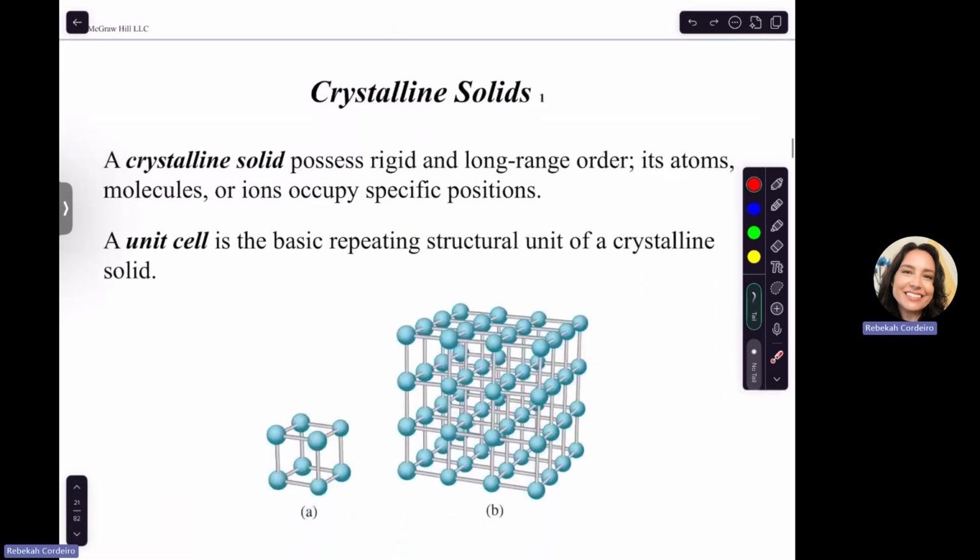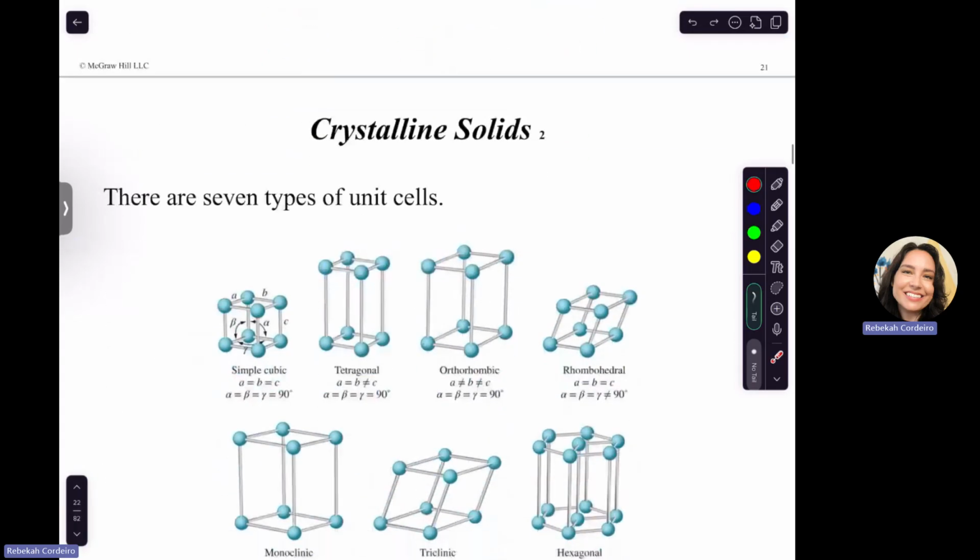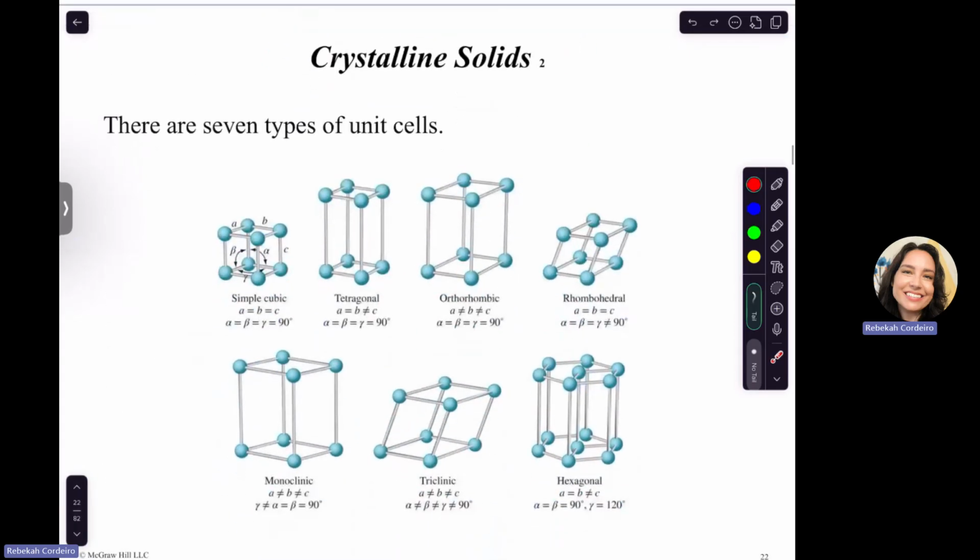We're going to be focusing on crystalline solids. And so basically a crystalline solid is made up of these little unit cells repeating over and over again to make a big crystal. So we break down that big crystal into one kind of repeating piece. That repeating piece is called a unit cell. There are lots of different types of unit cells. If you get into inorganic chemistry, you'll work with all of these.